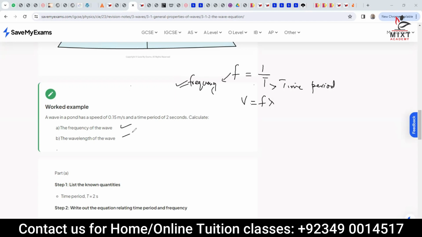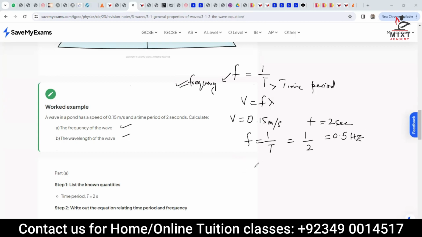Let's take the example of this question. They say the speed is 0.15 meter per second. So V is equal to 0.15 meter per second, right? Next, time period is given, which is T is equal to 2 seconds. First thing is the frequency. If you want to find the frequency, F is equal to 1 upon T. So it is 1 upon 2, which is equal to 0.5. So the frequency of that particular wave will be 0.5 hertz.